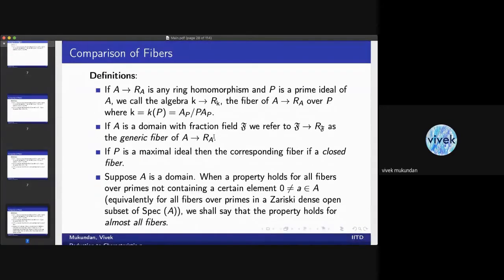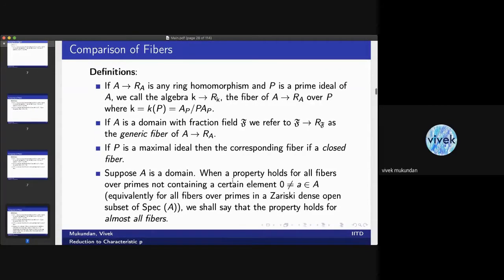Now comes the most important property, which appears in the comparison of fibers. Because A is a domain, if the property holds for all fibers over primes not containing a certain element, then we say that the property holds for almost all fibers. Equivalently, for all fibers over primes in a Zariski dense subset of Spec A.